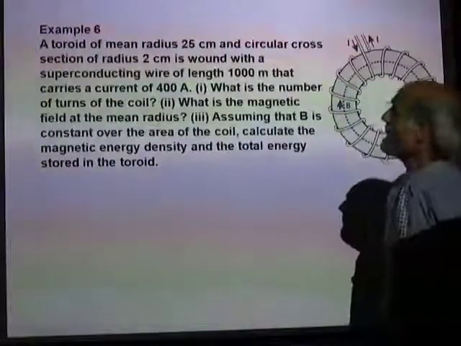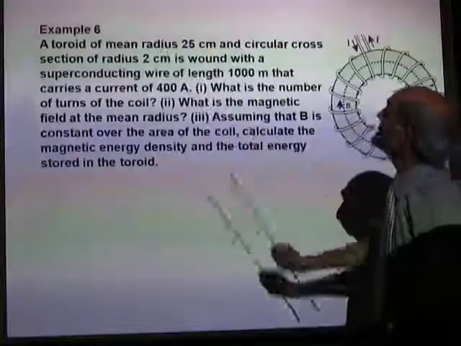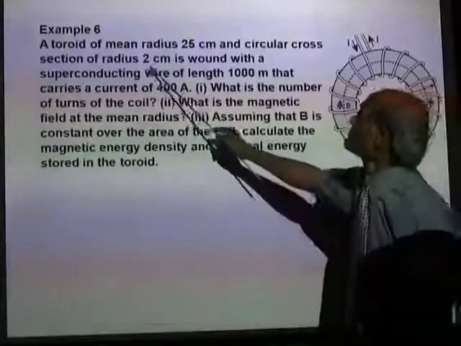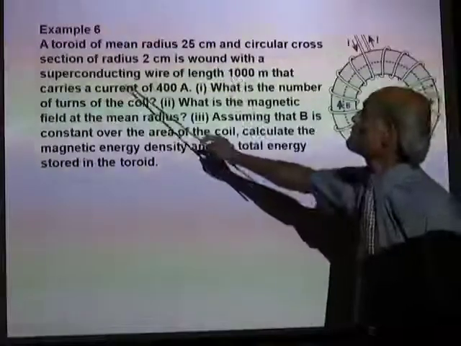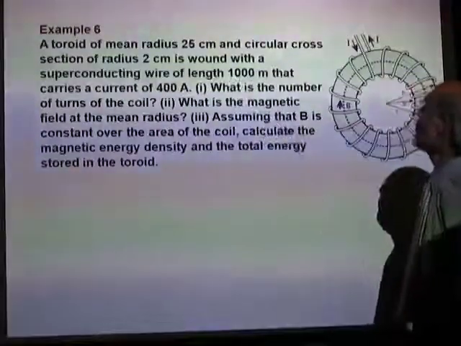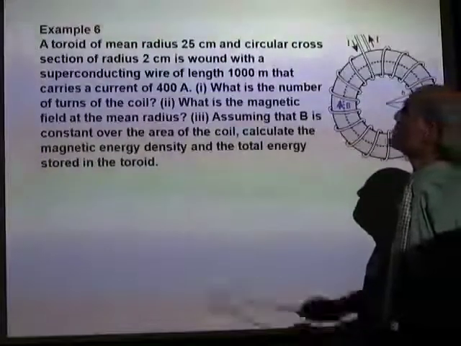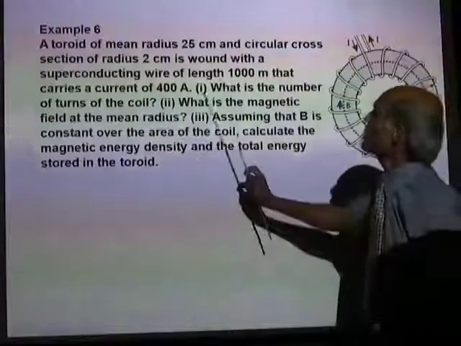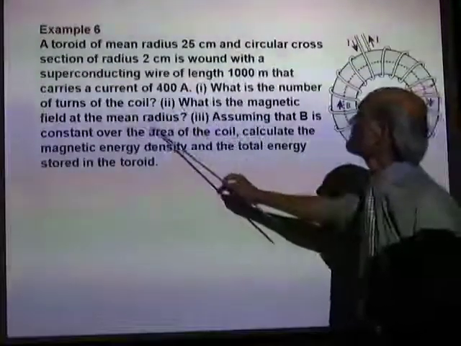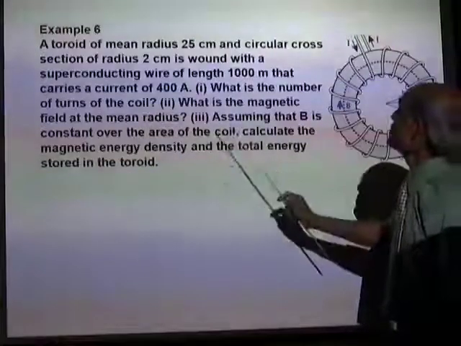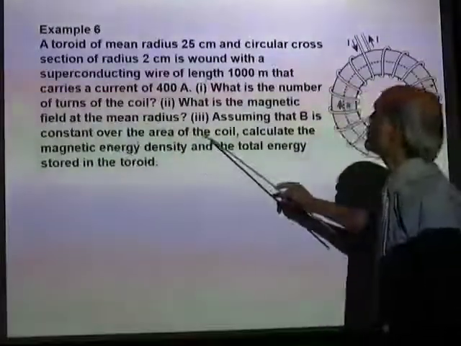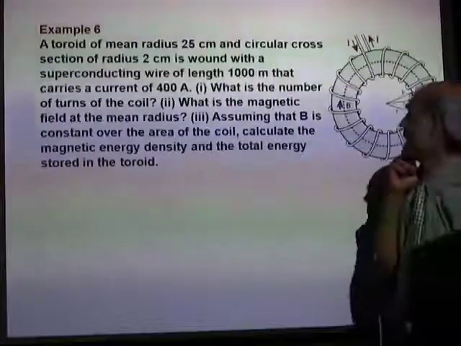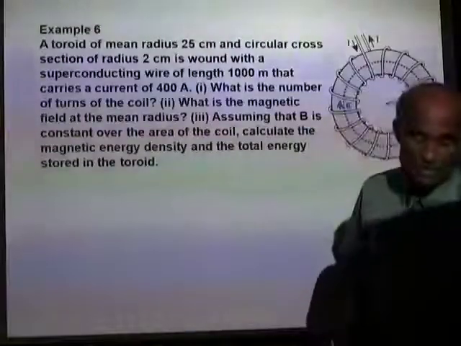An example. A toroid of mean radius 25 centimeter and circular cross-section of radius 2 centimeter is wound with a superconducting wire of 1000 meter that carries a current of 400 ampere. What is the number of turns of the coil? What is the magnetic field at the mean radius? Assuming that B is a constant over the area of the coil, calculate the magnetic energy density and the total energy stored in the toroid.